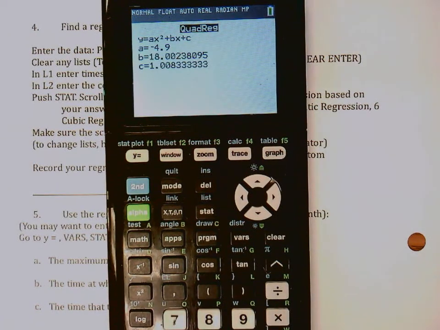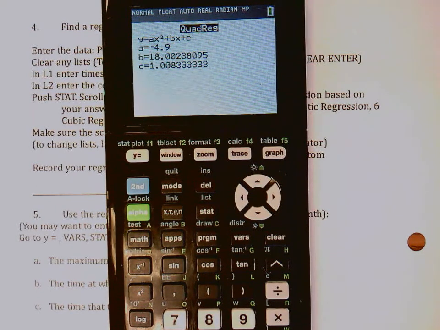So it's giving you the A, B, and C value of the quadratic in standard form. So you can go ahead and record the abbreviated equation. It's y equals negative 4.9x squared plus 18, I'm just going to round to 18x plus 1.008.